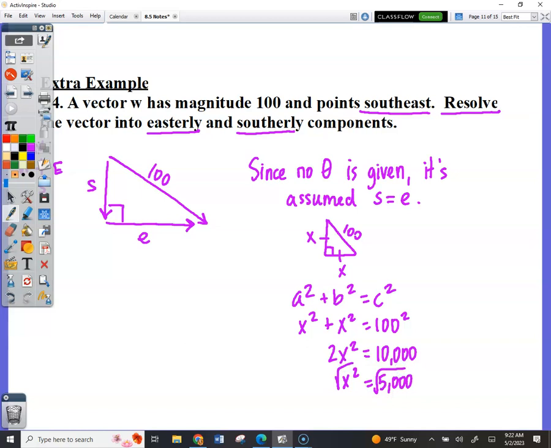I went to the nearest whole number because it was ugly. So what is the component for the southern vector? 71. What's the component for the eastern vector? 71.